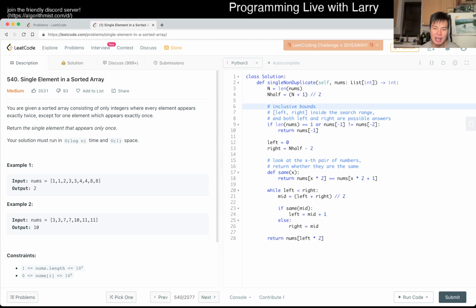But just to finish this up, this is going to be a binary search. We binary search on n, so this is going to be log n, of course, and of course constant space because we just have a couple of variables here and there. But yeah, that's all I have for this one.